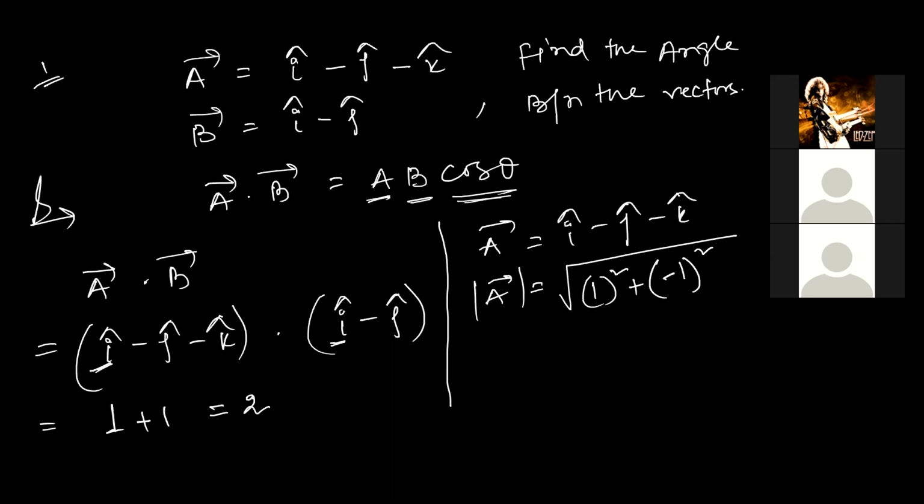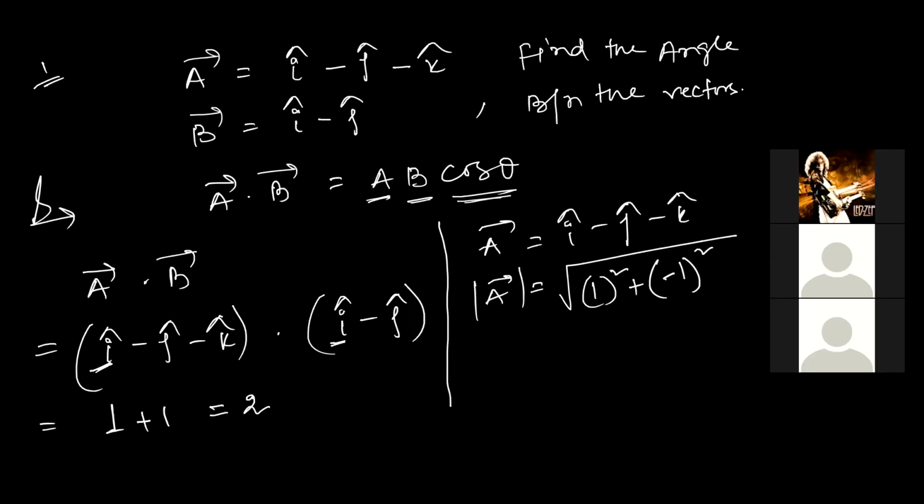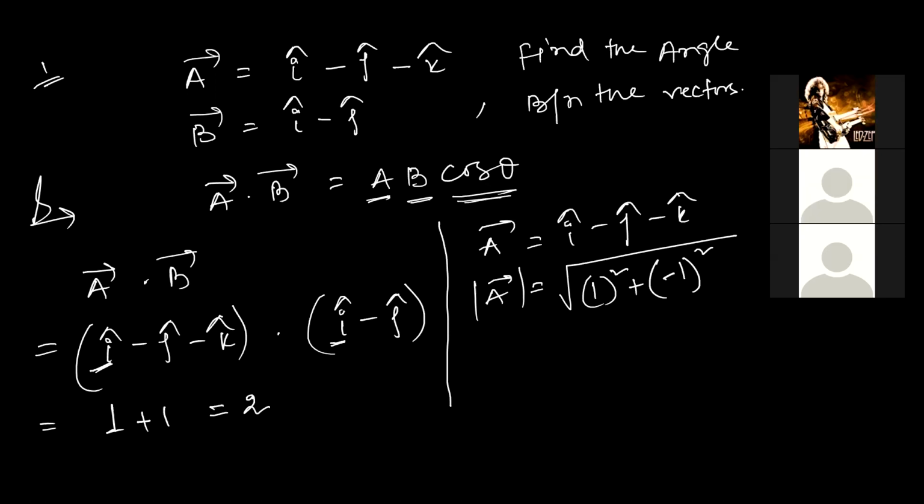Now look at the vector. We know how to calculate the magnitude of a given vector quantity. So in this case, the magnitude of a vector is equal to under root of coefficient of i cap, its whole square, plus coefficient of j cap, which is minus 1, its whole square, plus coefficient of k cap, which is minus 1, and its whole square. Then what will I get? Under root of 1 plus 1 plus 1. It will be under root of 3. Whether this thing is clear?